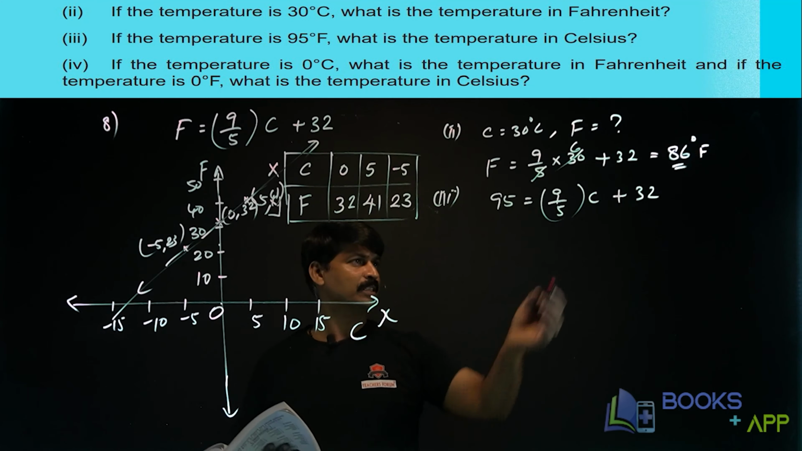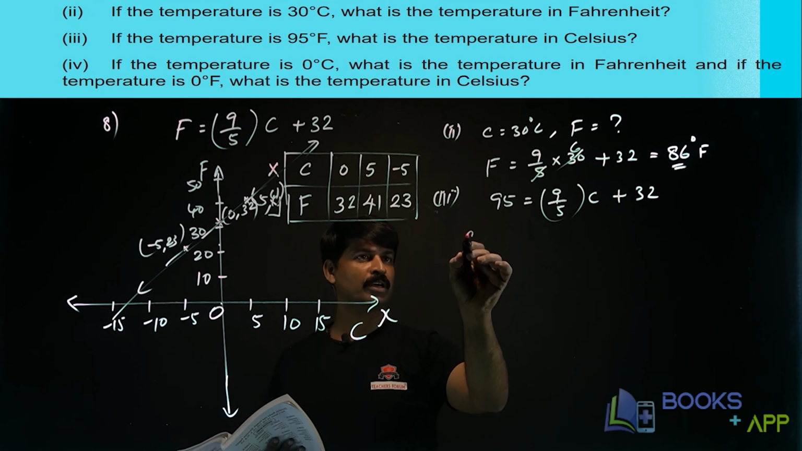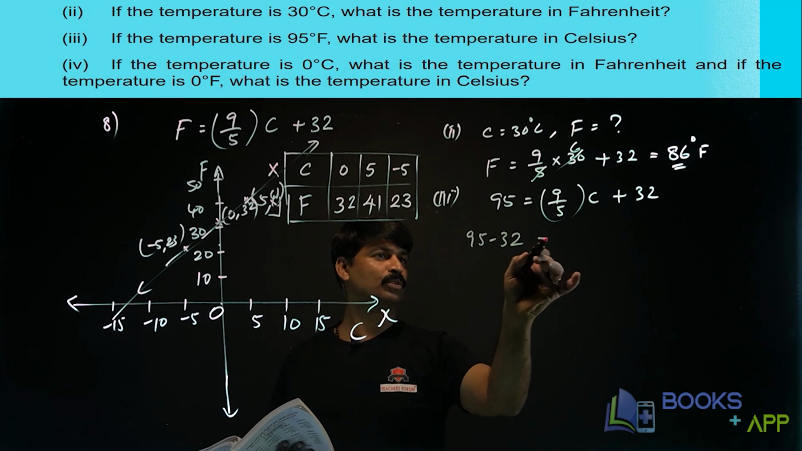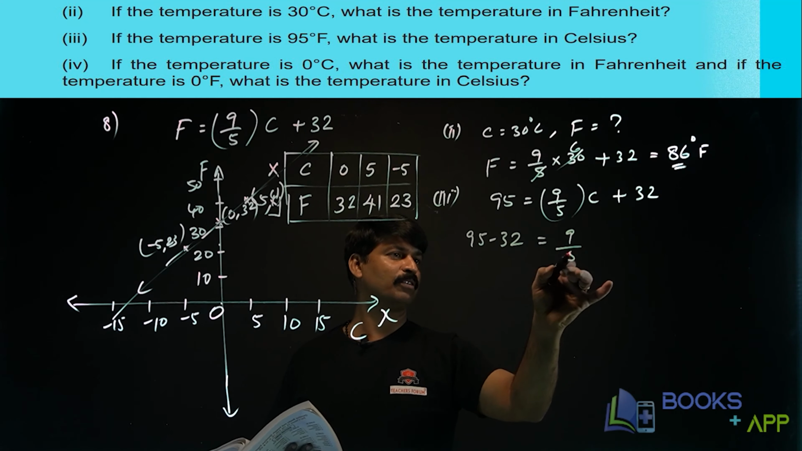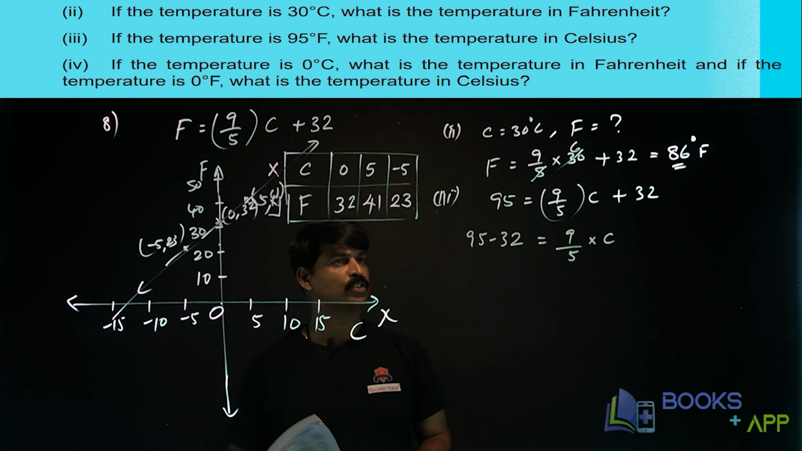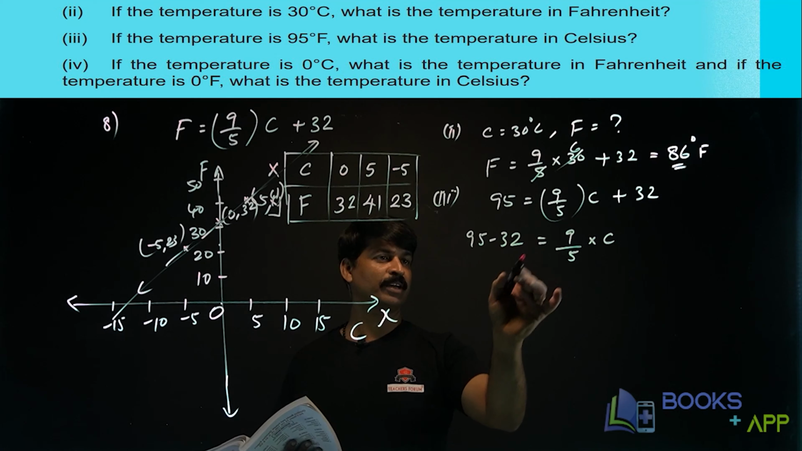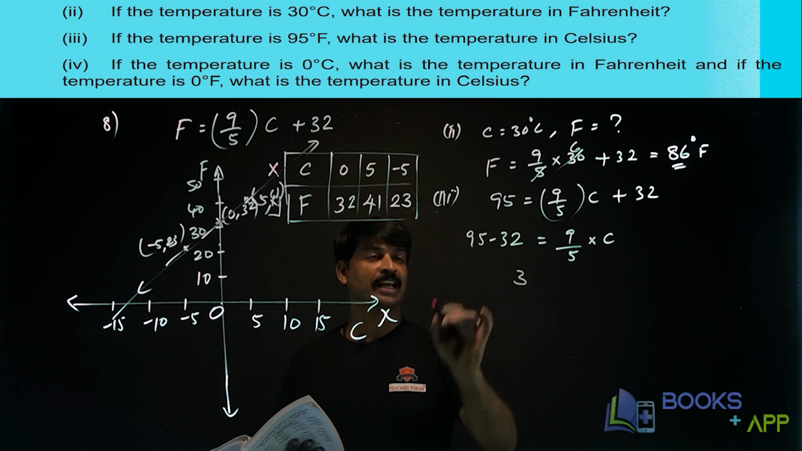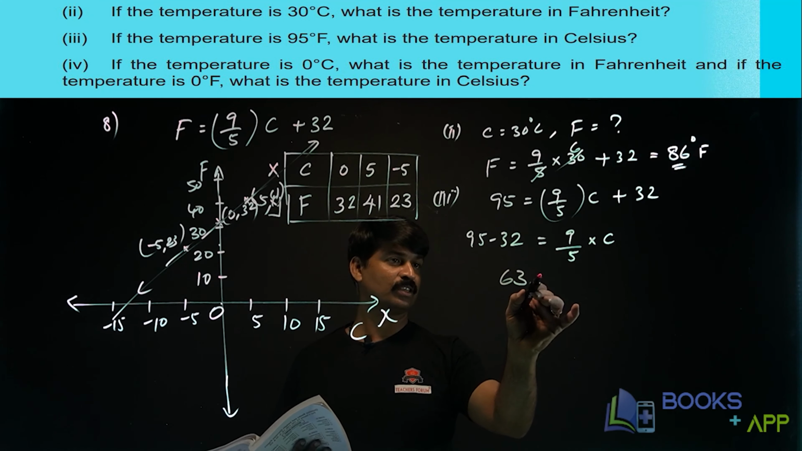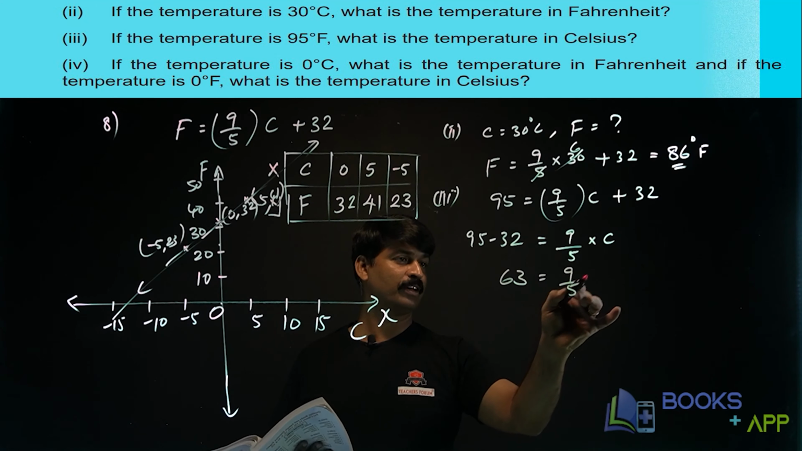So what you have to do? 32 you can take to the left side. So it becomes 95 minus 32, that is equal to 9 by 5 into C, isn't it? So what is 95 minus 32? 5 minus 2, that is 3. Yes, 9 minus 3, that is 6, so 63 is equal to 9 by 5 into C.